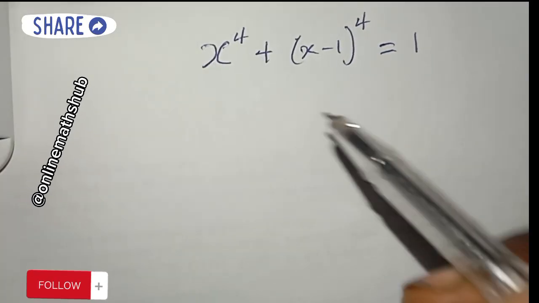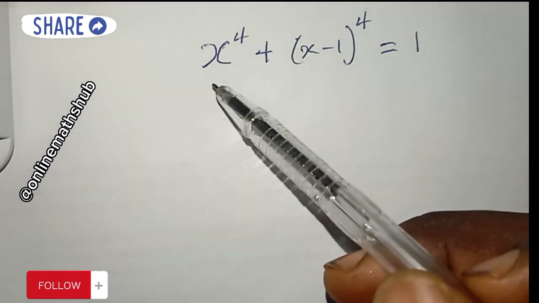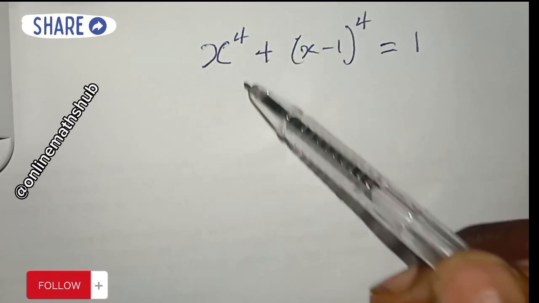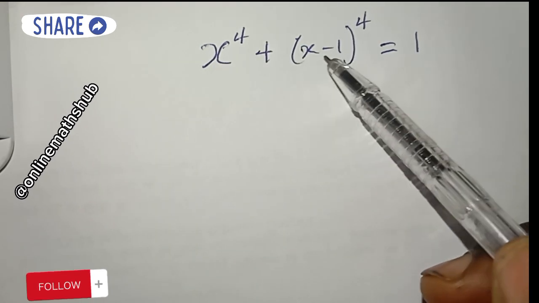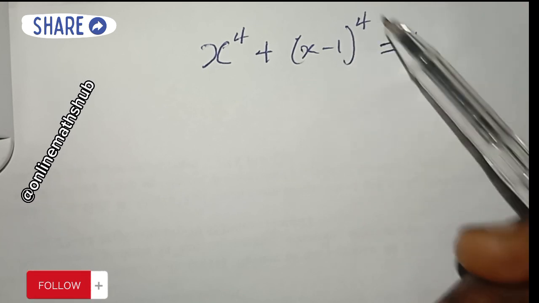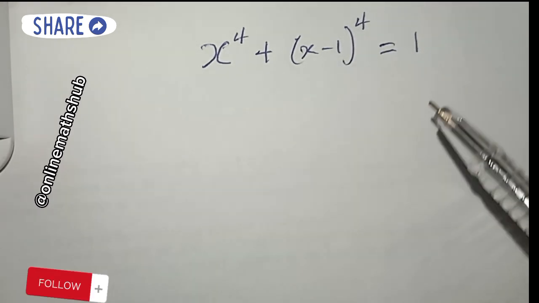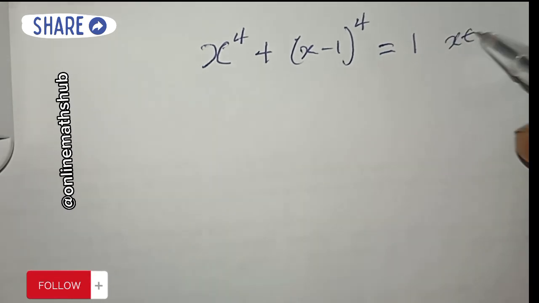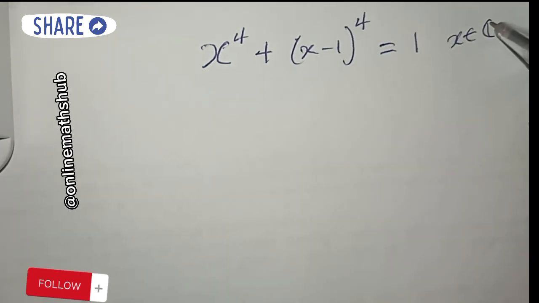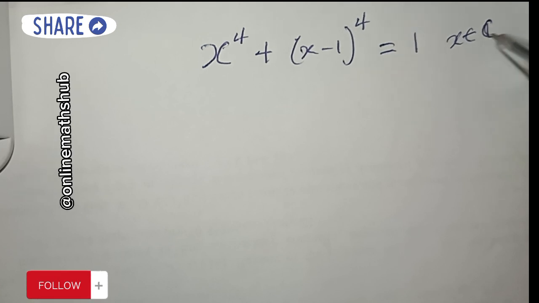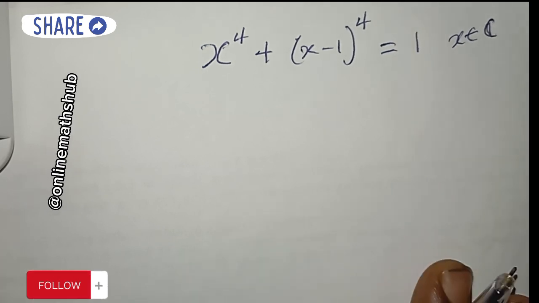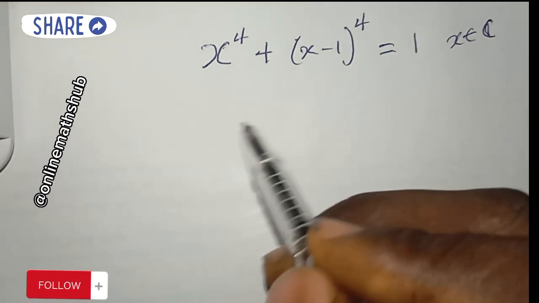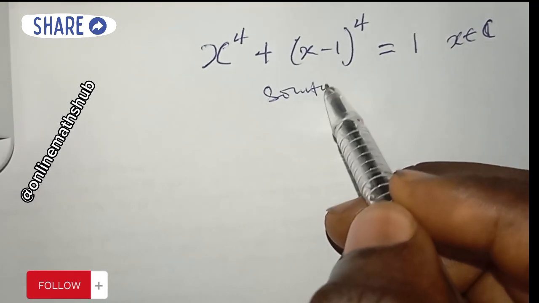Okay, so we're going to be solving this problem. We have x power 4 plus (x minus 1) all raised to power 4 is equal to 1, and we want to find the value of x, where x should be an element of the complex numbers that makes this equation hold. Okay, so we're going to be solving that. So let me just write solution.